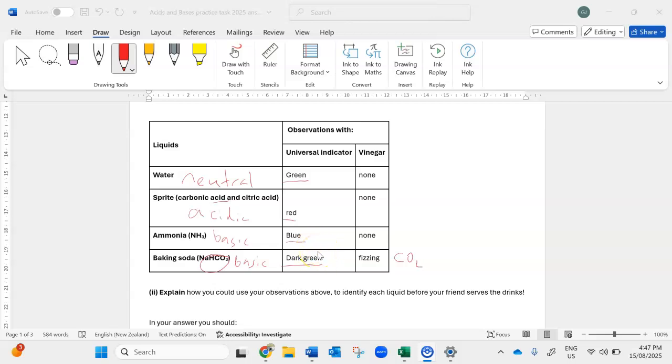The vinegar doesn't react with any of them apart from the baking soda, which contains a carbonate, so it releases carbon dioxide gas, which fizzes. Explain how you use your observations above. Okay, so you've done pretty much the hard work there. Now you've got to explain it.